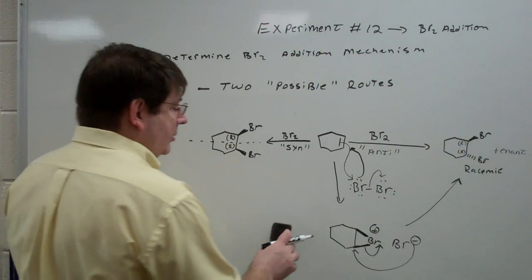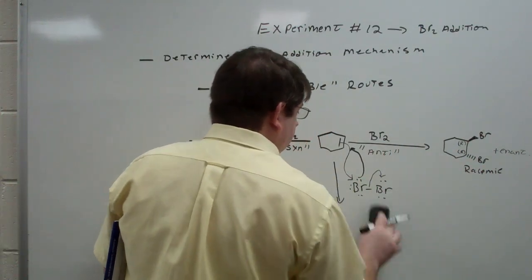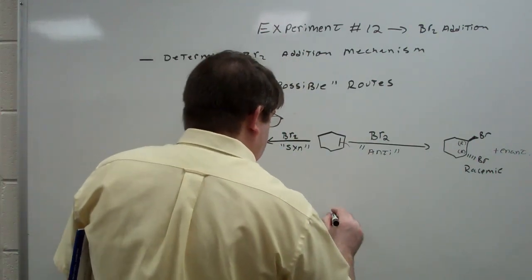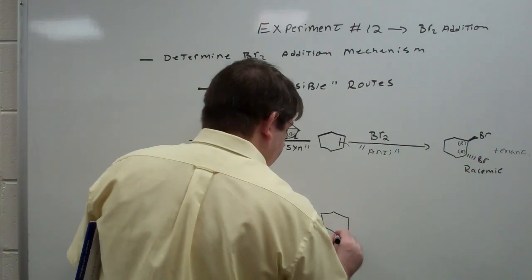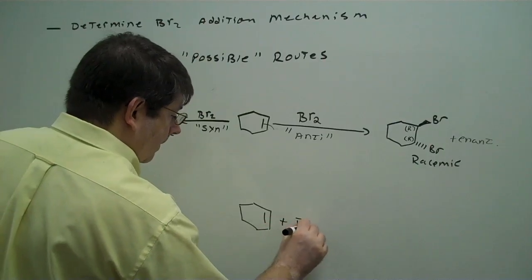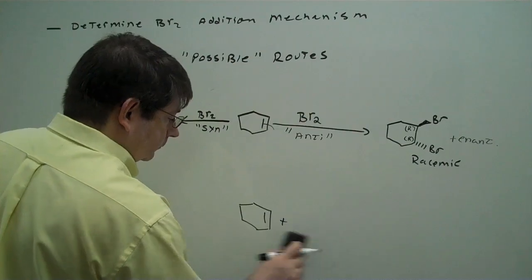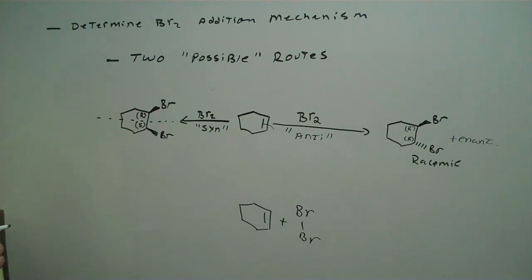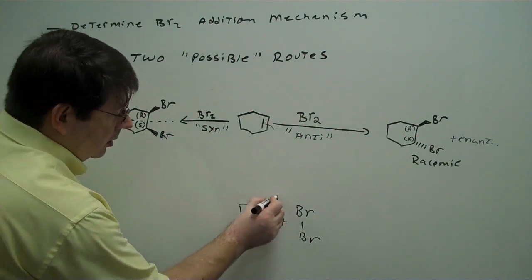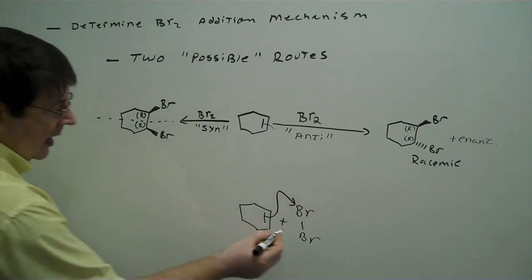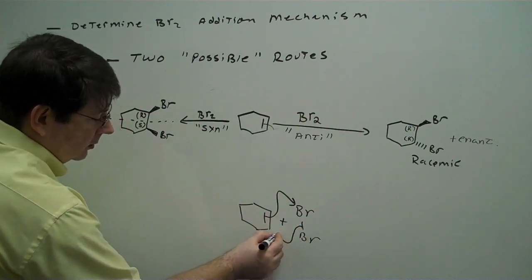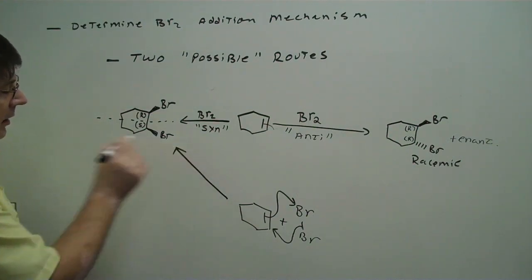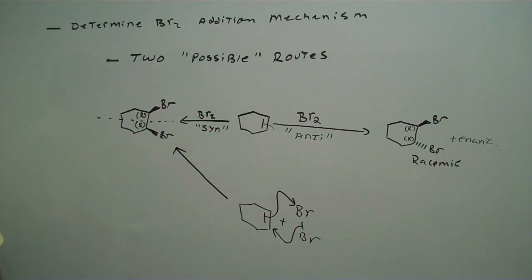However, one can also imagine a situation where the cycloalkene reacts in such a fashion where the alkene attacks the bromine, and immediately the bromine electrons from the sigma bond attack the other carbon, and that's how one could, in theory anyway, get to the meso compound.